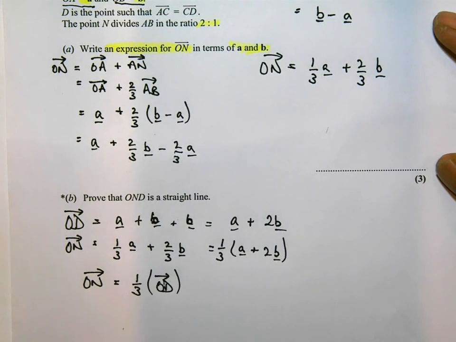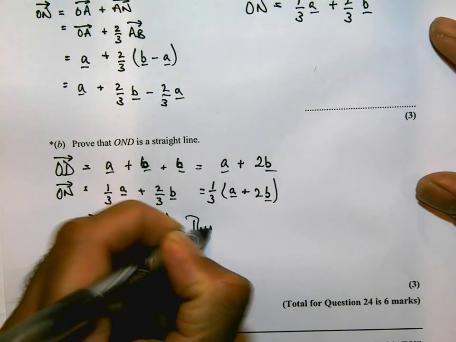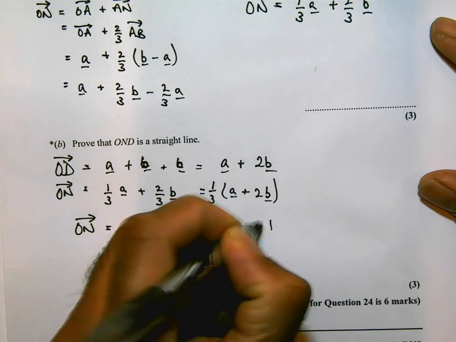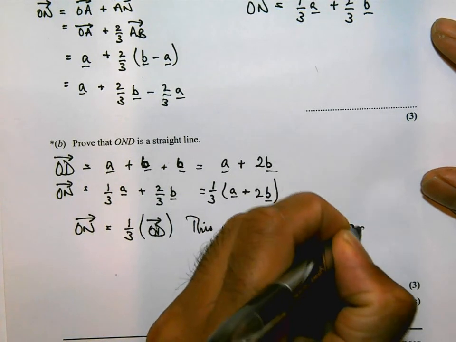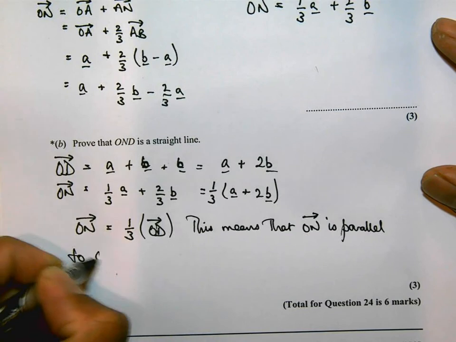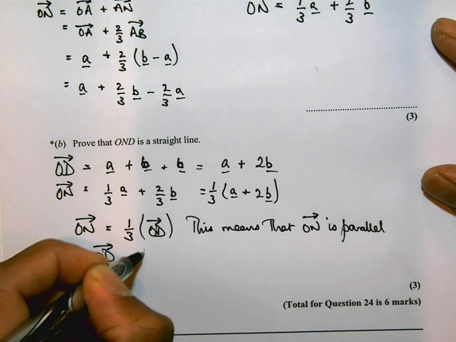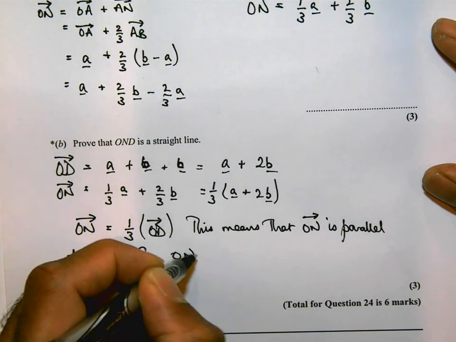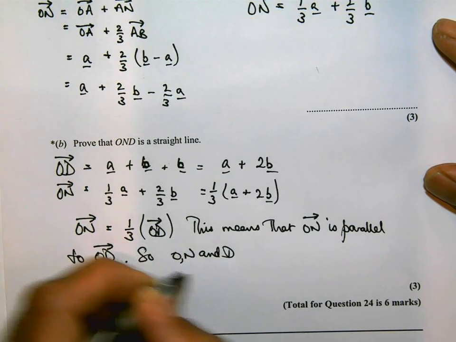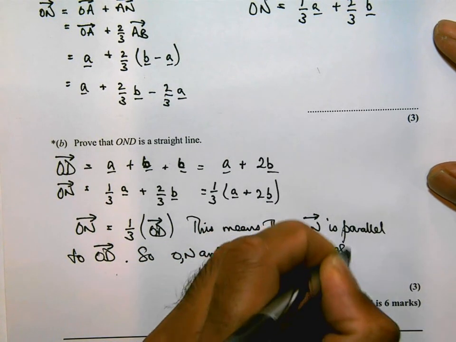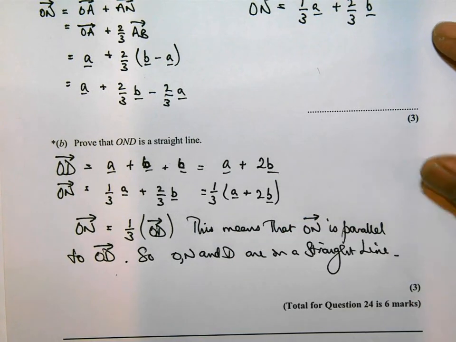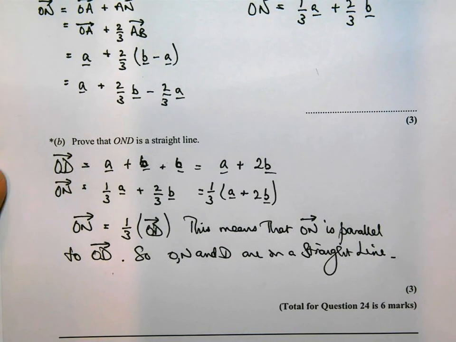So this means that ON is parallel to OD. So O, N and D are on a straight line. There, you've got it, and you should be able to use that information to help you understand this question fully and be able to get full marks in it.